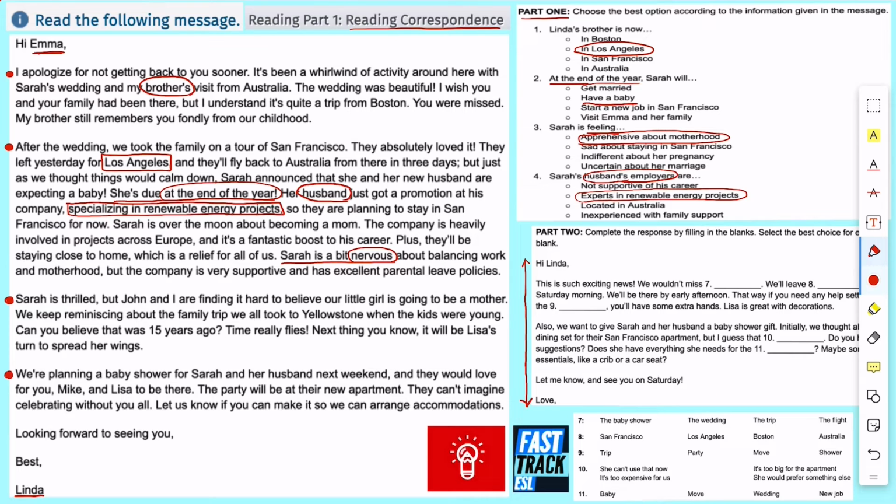Okay, so we know what the attitude is. The attitude is positive. It seems like Emma will be joining the baby shower, right? Now, let's see how we can complete these blanks by keeping that information intact. "This is such exciting news. We wouldn't miss," the baby shower, the wedding, the trip, the flight.